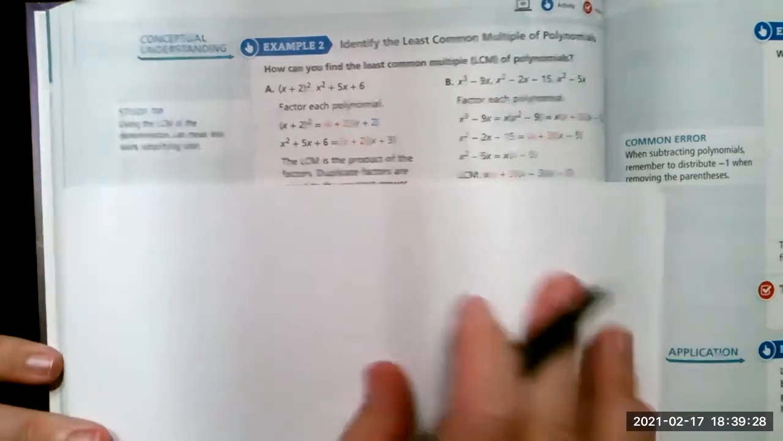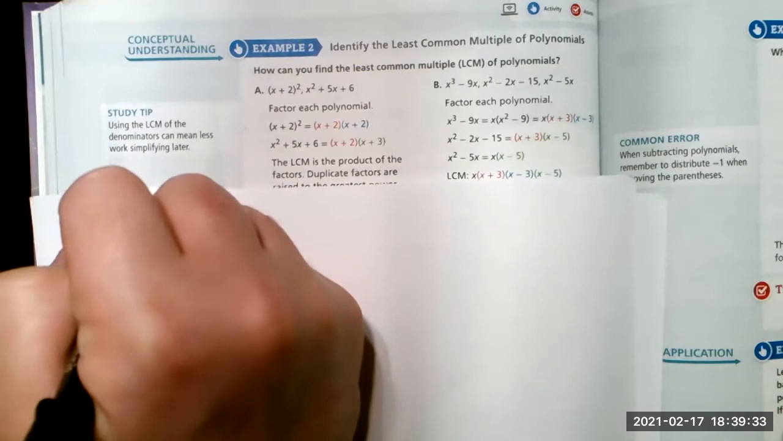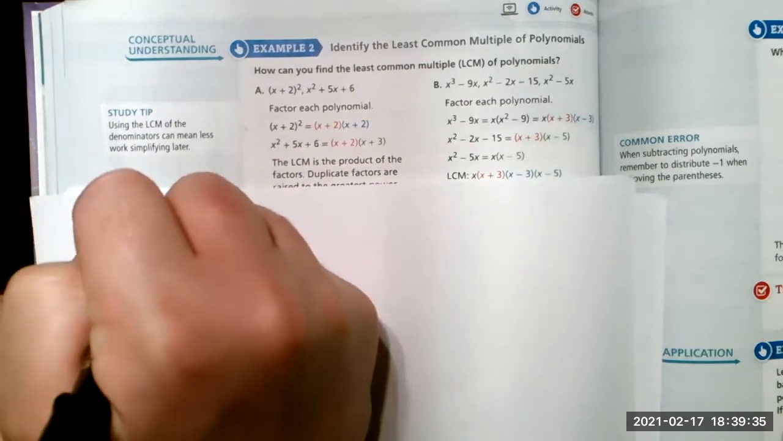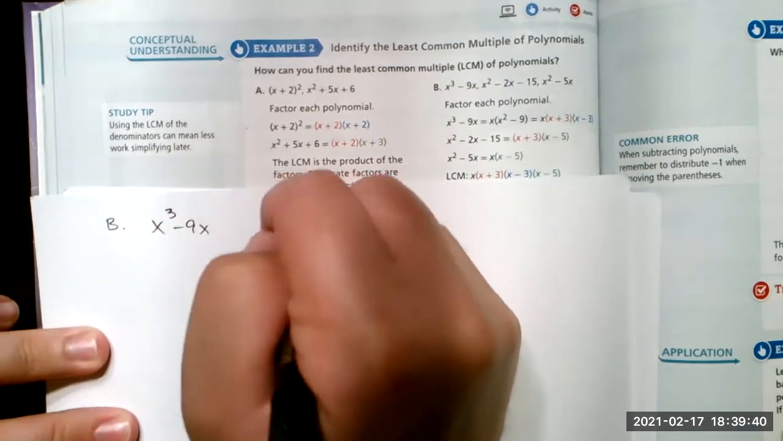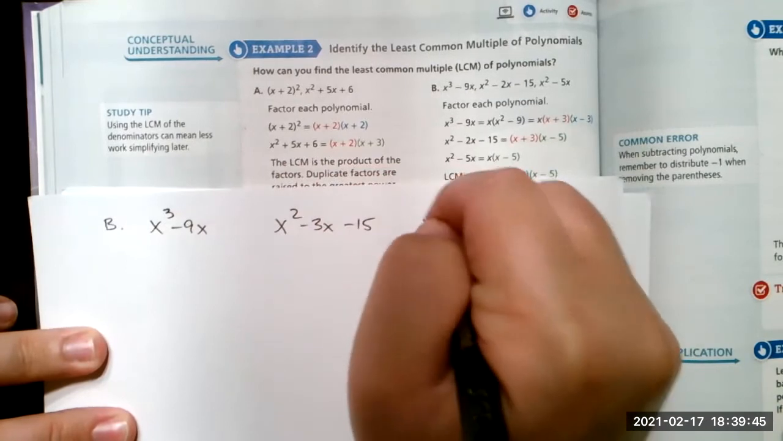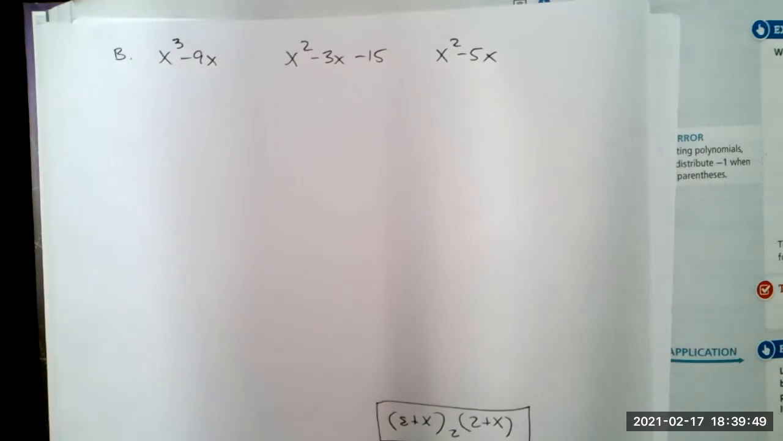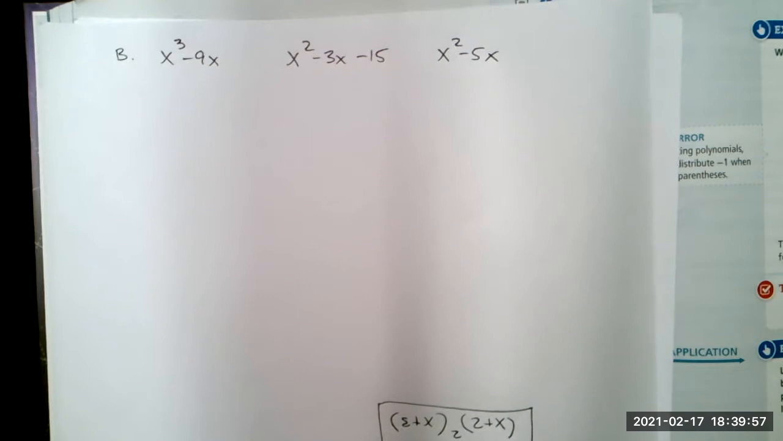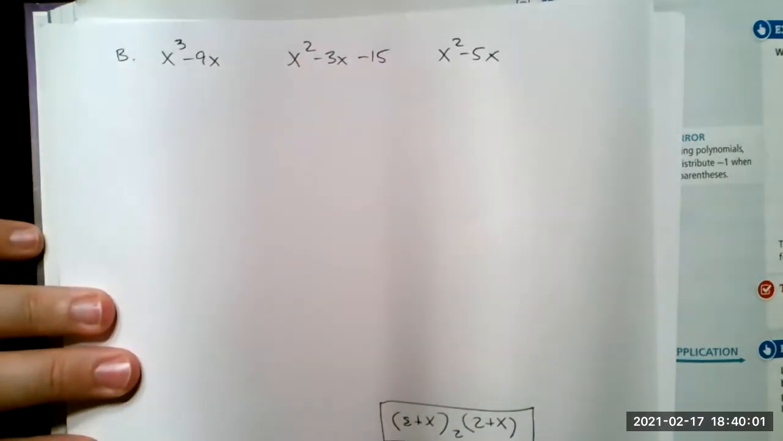Part B, so looks like I've got a few things over here. For part B, I've got x cubed minus 9x. I've got x squared minus 2x minus 15. And then I have x squared minus 5x. So the easiest way to approach these is to always factor, take the GCF, factor everything. And then basically we're looking to see which factors are missing between all three of these things.